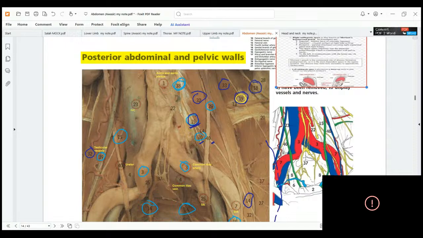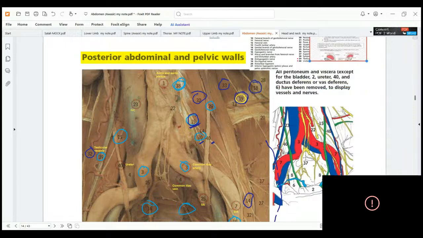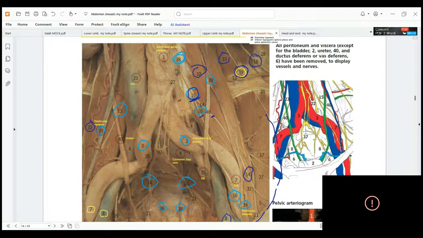Three is written right and left. Then yes, I didn't understand. You don't have to say left or right because they give the same number for both sides. Oh, okay. Seven is external iliac artery. Eight, external iliac vein.